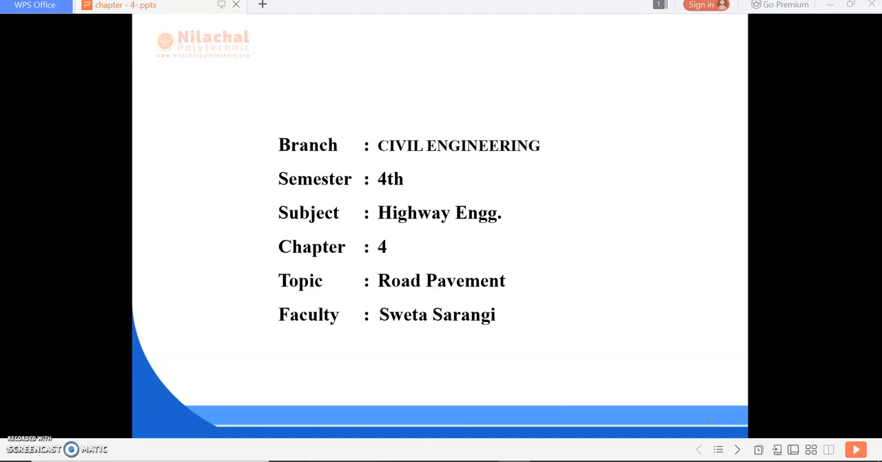So, in the previous class, we studied road materials, like the various types of materials used in the construction of roads. In that chapter, we also studied the various tests on road aggregate. Okay, so now we are going to study about the pavement.